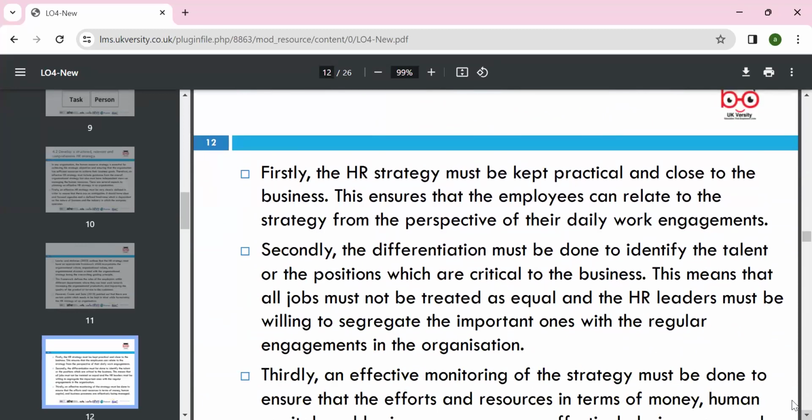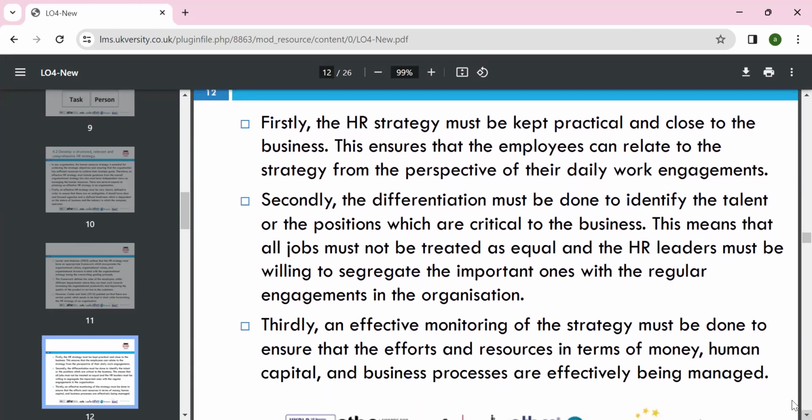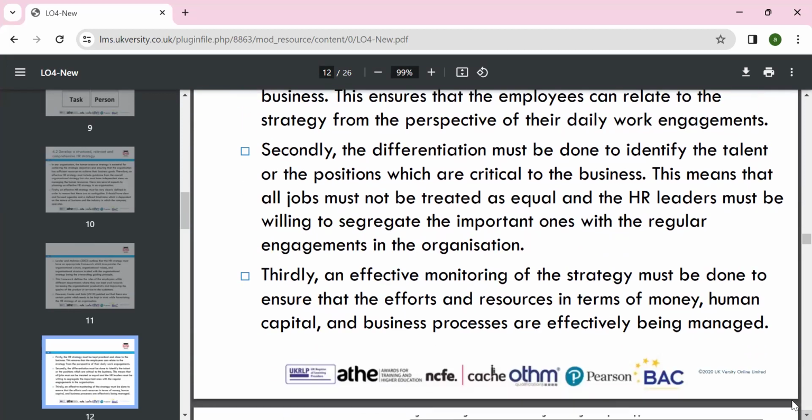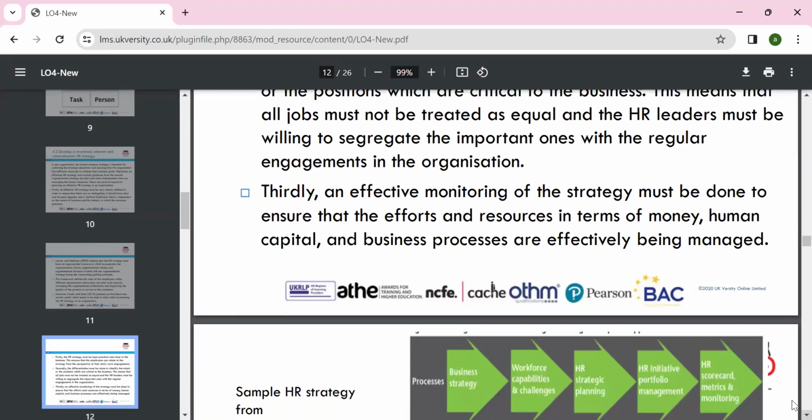First, the strategy must be kept practical and close to the business, and ensure the business can relate to the strategy from the perspective of their daily work engagement. Secondly, differentiation must be done: identify the talent and the positions critical for the business, which means the jobs are segregated by importance. And thirdly, we need an effective monitoring system in place in the organization, with processes well managed.